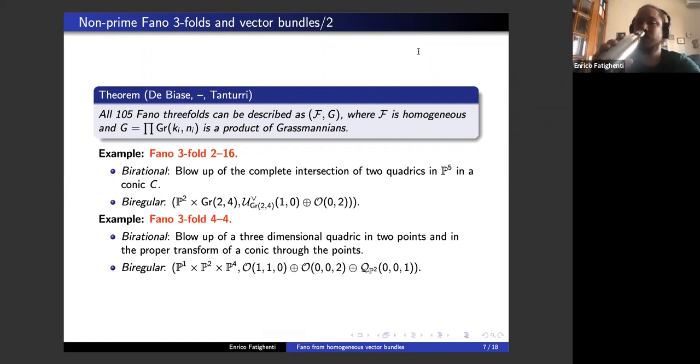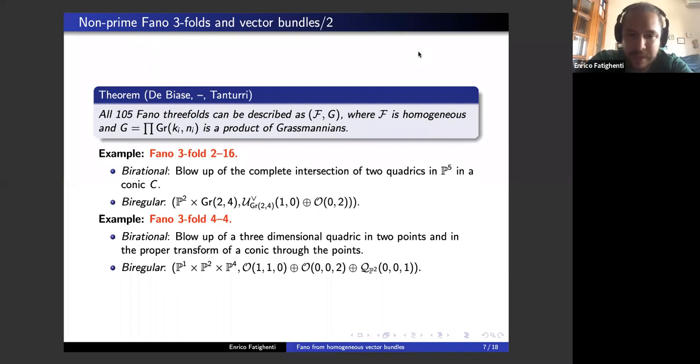So let me give you a couple of examples. Let me consider, for example, the Fano 2-16. When I say 2-16, this is in the original Mori-Mukai notation, and 2 simply means that this one will have Picard rank equal to 2, and 16 means that it's the 16th Fano with that Picard rank 2. If you look through the original birational description given by Mori-Mukai, you have to take the complete intersection of 2 quadrics in P5, and then blow up this complete intersection of 2 quadrics in P5 along a conic C, which is contained in this complete intersection. And you should notice that this conic is not a complete intersection in the quadrics themselves.